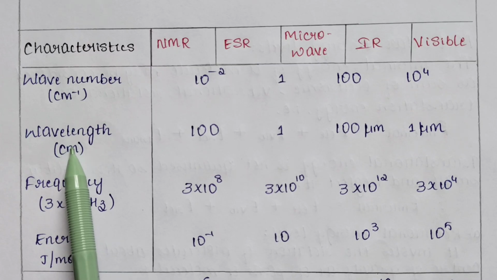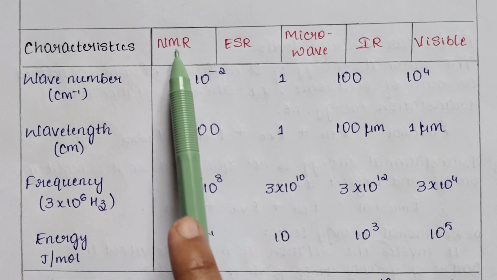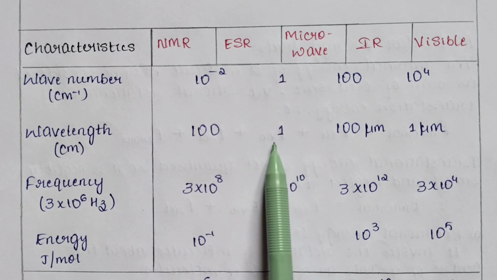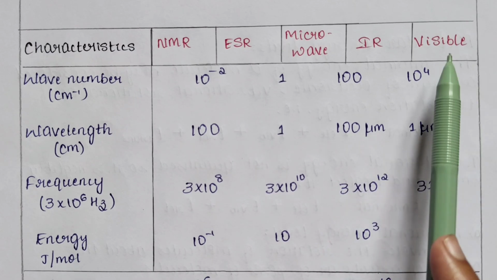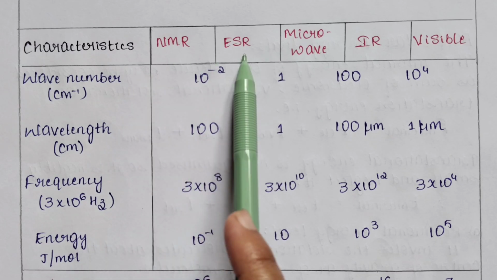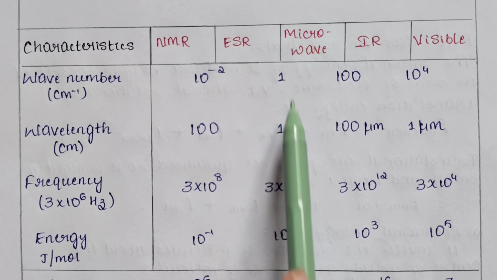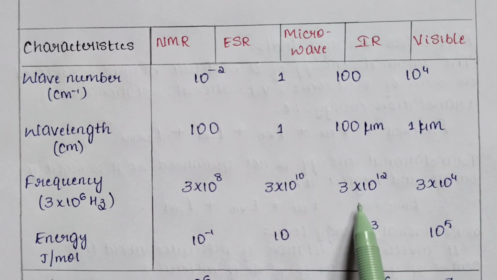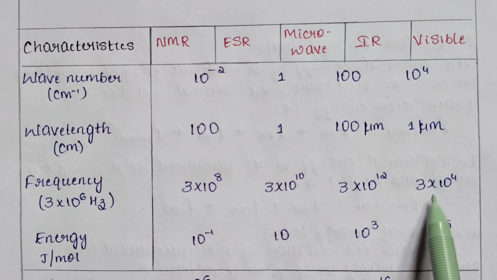Similarly, the wavelength range, which is expressed in centimeter, for NMR and ESR lies around 100, and for ESR and microwave it is 1. For microwave and IR it is 100 micrometer, and for visible it is 1 micrometer. And for the frequency range, for NMR and ESR it lies in 3 into 10 to the power of 8, and for ESR and microwave the mid region lies in 3 into 10 to the power of 10. For IR it is 3 into 10 to the power of 12, and for the region between IR and visible it is 3 into 10 to the power of 4.